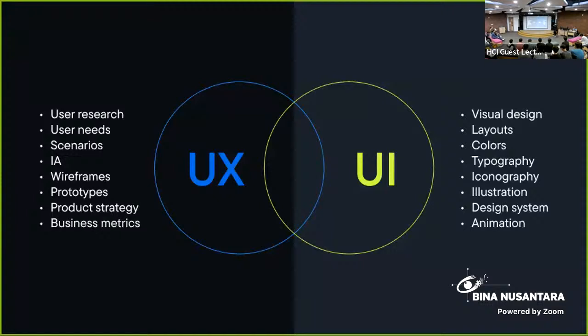That is UX. And UI is more about the visual things, the art things, the beautiful things. It's all about layouts, colors, typography, design system, icons, illustration, and also animations. Until here, all clear? UX and UI? Okay, good.